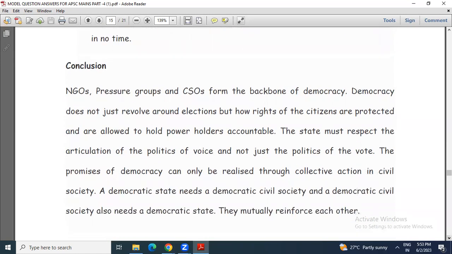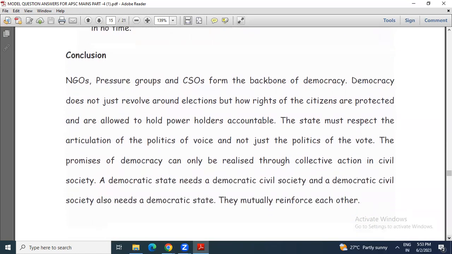Then how do we conclude? NGOs, pressure groups, we know about pressure groups, right? Then CSOs, these form the backbone of democracy. Yes, that is true. They are contributing towards democracy. Democracy does not just revolve around elections, but around how the rights of citizens are protected and how power holders are held accountable. So democracy is not just elections; the actual thing is how our rights will be protected, and how the power holders, meaning the ministers, will be accountable towards our rights.